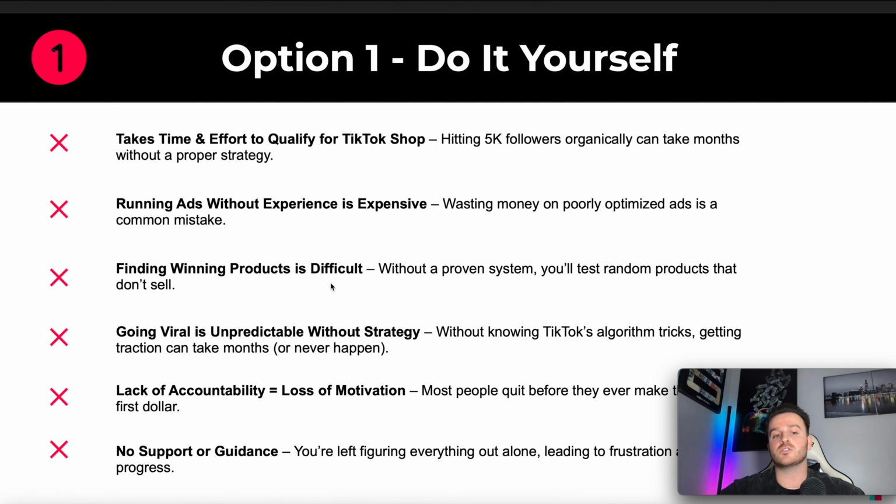You're then going to need to know how to find a winning product, which is difficult without a proven system. And then you're really going to need to know the hardest part, which is going viral. And you're not going to have a predictable strategy to do so. Pair that with lack of accountability, lack of motivation by being by yourself while you're doing all this and getting no support or guidance, and you are in a much tougher spot than you should be.